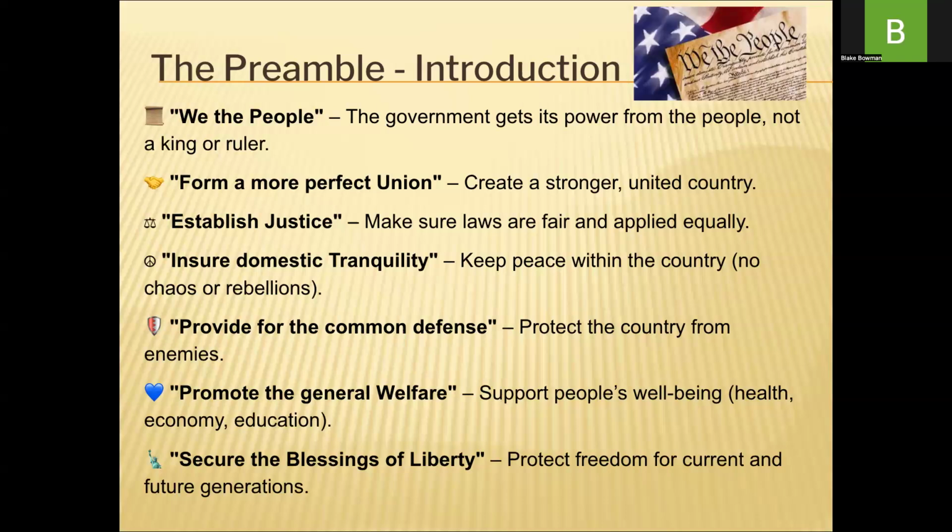Form a more perfect union, so create a stronger, united country. And we talked about some of the compromises that established this Constitution, this new form of government, right? You guys remember the Virginia Plan, New Jersey Plan? How did they make that compromise? What was that called? The what compromise? Caden?